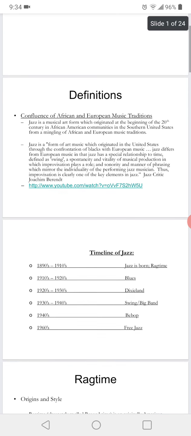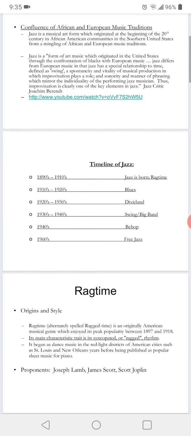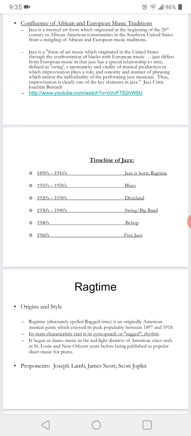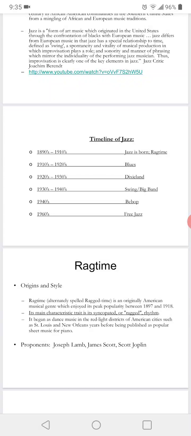Then from jazz and blues, you have rock music, which we'll talk about next time. So that's how we got to the music that we listen to today: rock, blues, pop, and so on.